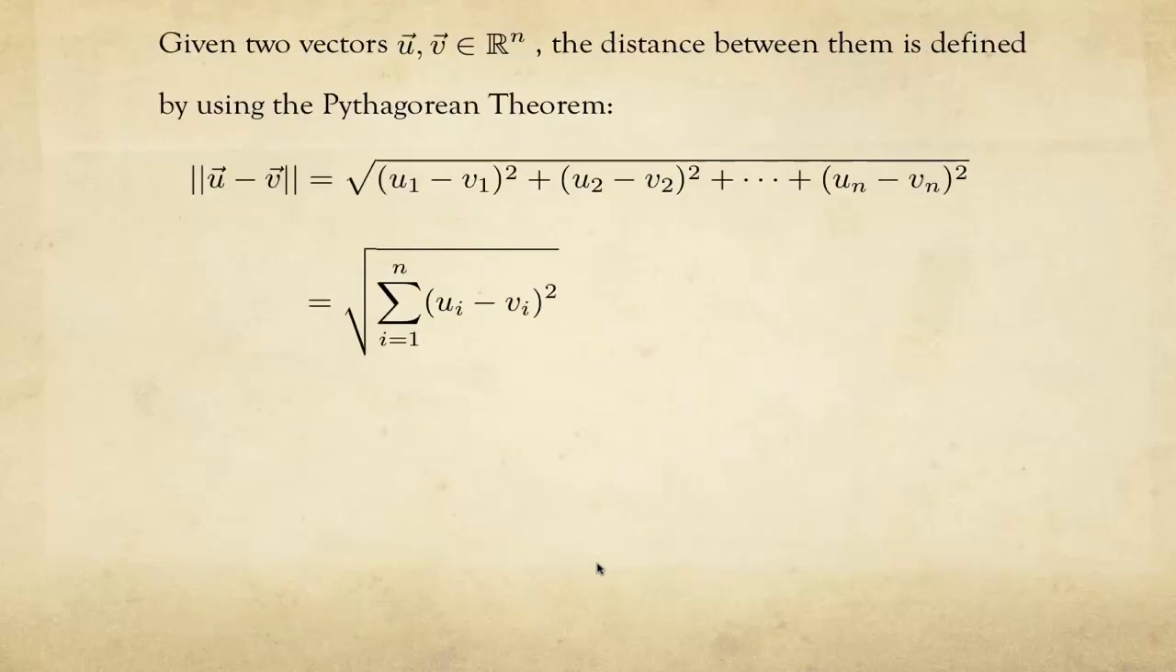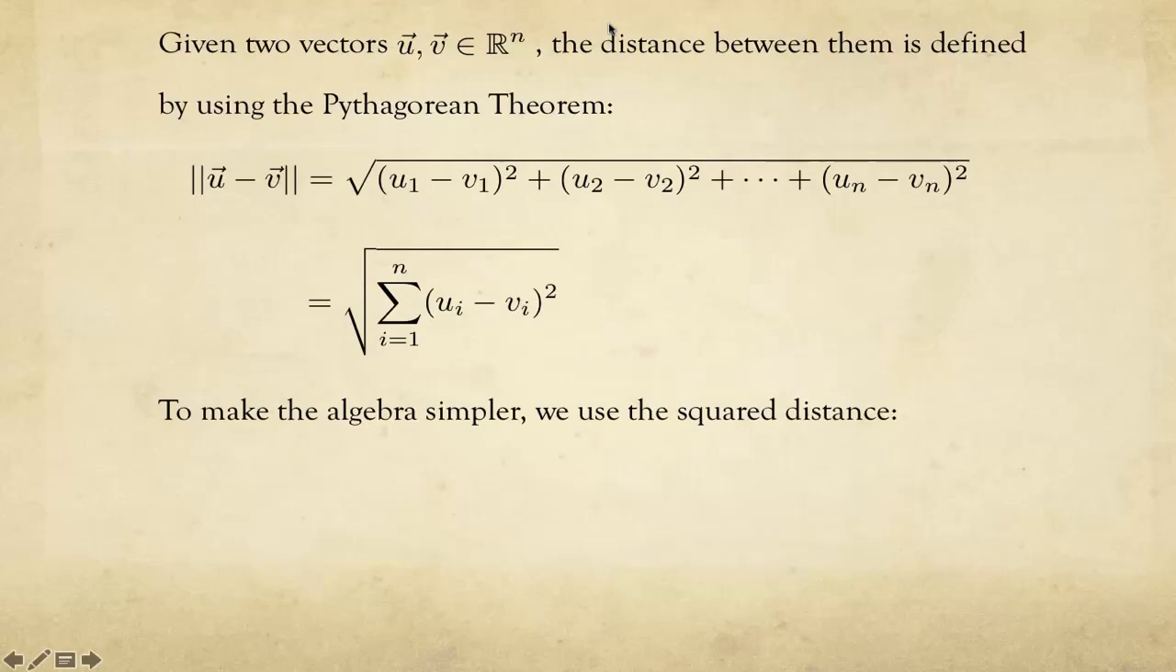Given two vectors, u and v, in R^n, the distance between them is defined using the generalized version of the Pythagorean theorem. You have definitely seen this in precalculus when we talk about vectors. We subtract the two vectors, and then to find the magnitude of that difference, we simply subtract all the components of u and v, square them, sum them up, and then take the square root. So this is just the distance formula for two vectors in R^n. And then the shorthand notation for this using summation is here.